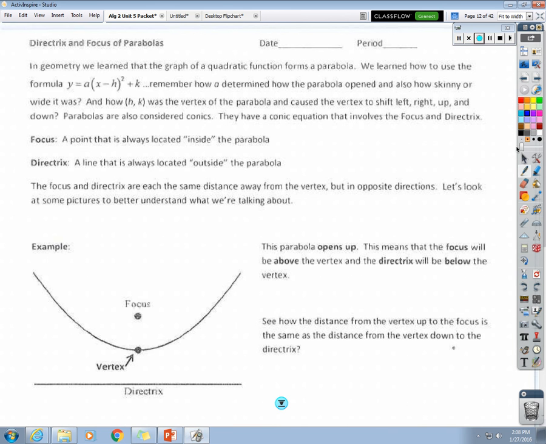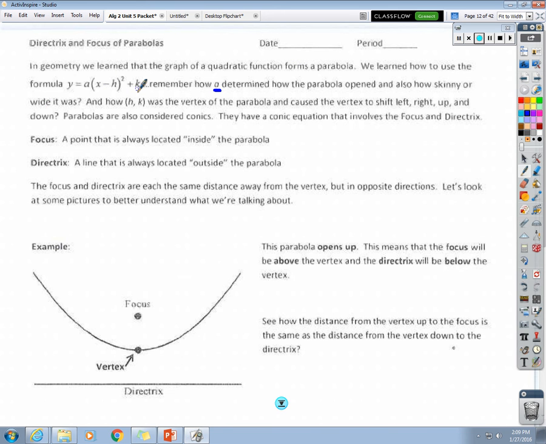Today we are going to be talking about the directrix and focus of parabolas. In geometry, we learned that a graph of a quadratic function forms a parabola. We learned how to use the formula for a parabola, which is y equals a times x minus h squared plus k. Remember, a in the equation out in the front determined whether the parabola opened up or down. It also determined how skinny or wide the parabola was.